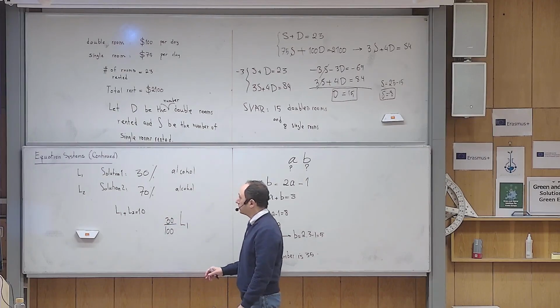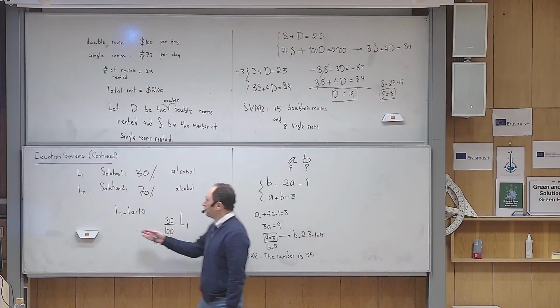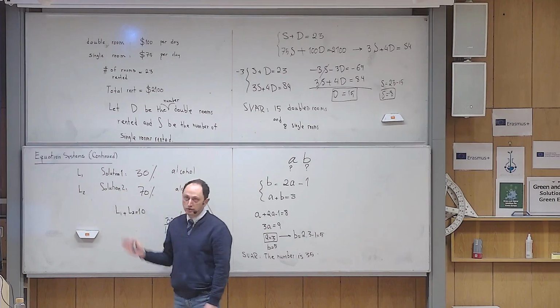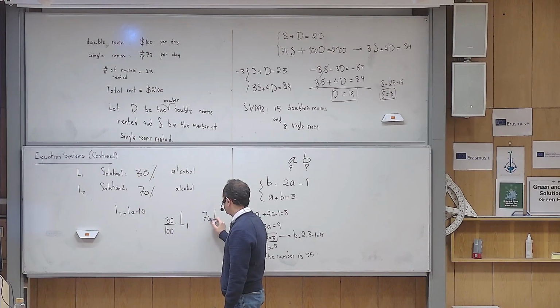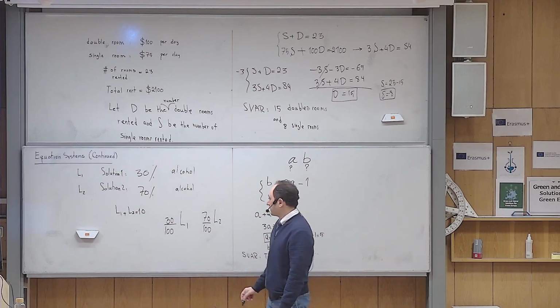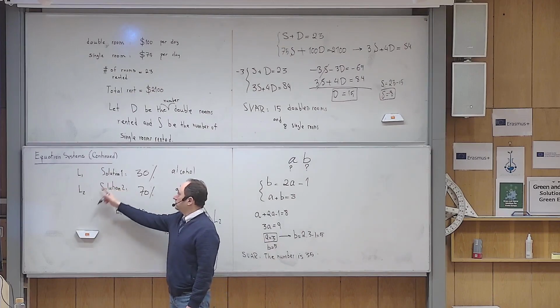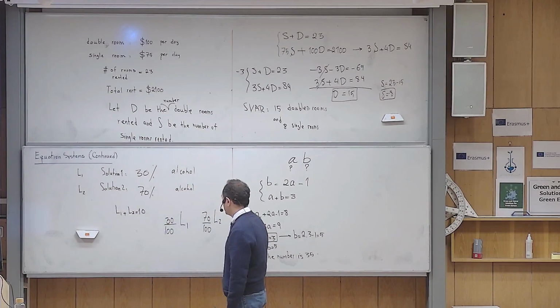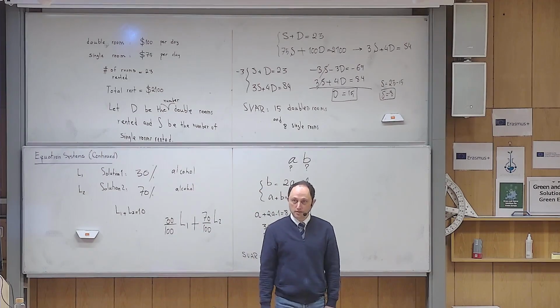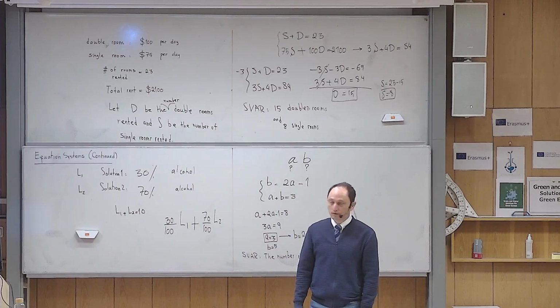And how much alcohol will I have if I choose L2 liters from solution 2? The alcohol that I will have will be what? L2 multiplied by 70%. Yes? So if I choose L1 liters from solution 1 and L2 liters from solution 2, the amount of alcohol that I have is the sum of these two. Yes or no? Okay.